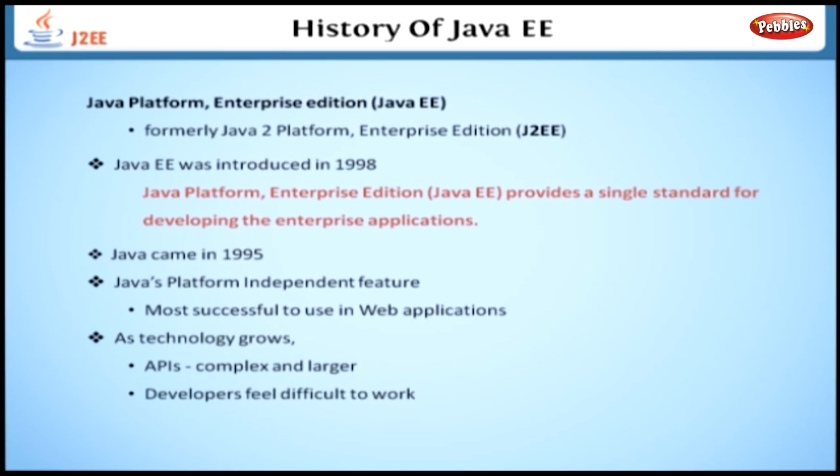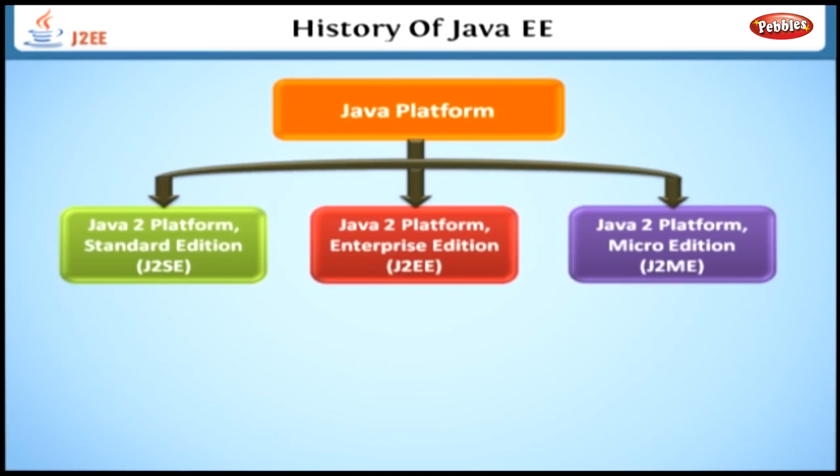As a result, Java was split into 3 divisions according to the development. Here they are: Java 2 Standard Edition, Java 2 Enterprise Edition, Java 2 Micro Edition. This is the diagrammatic representation of the 3 kinds of Java.